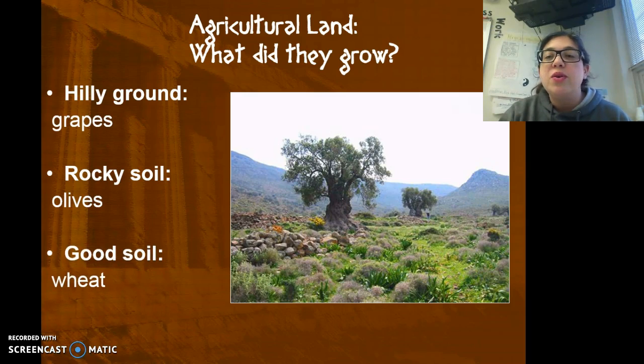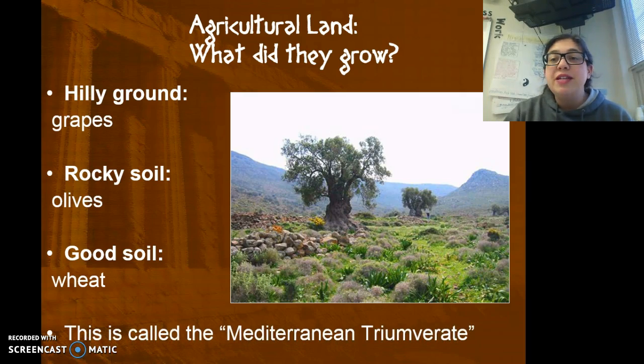And then in the good soil, they grew wheat, and wheat was the staple grain of their diet. These three foods together are called the Mediterranean triumvirate. That means that these are the three most important things in their diet. So you have tri, like triangle, okay, three things that they ate.